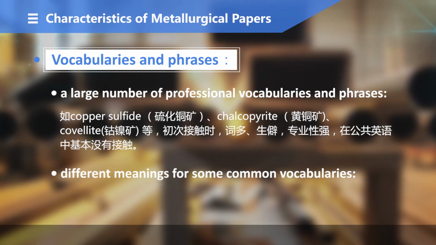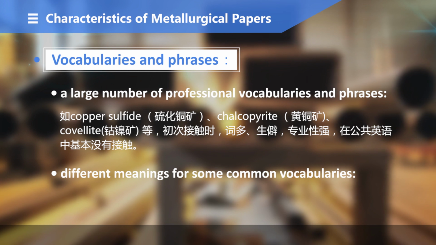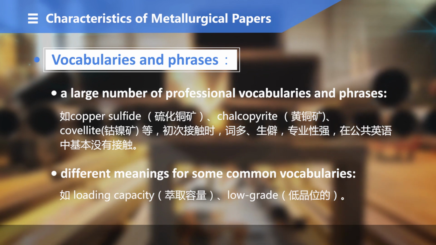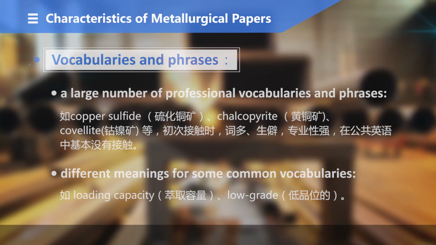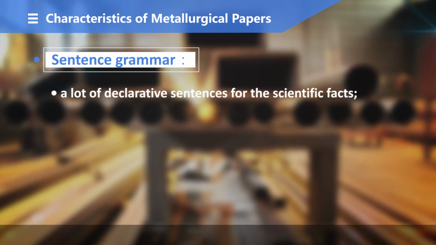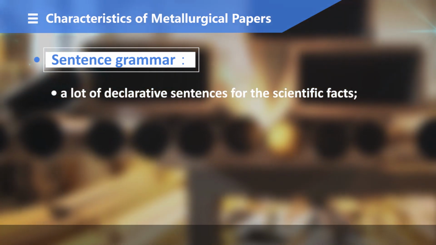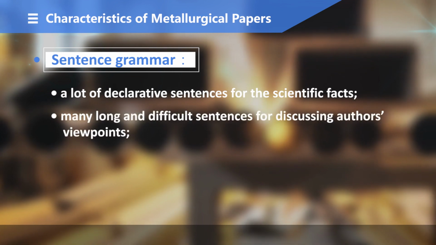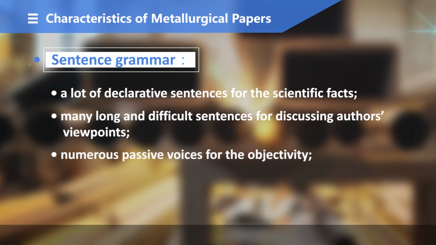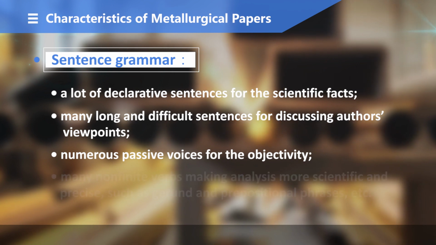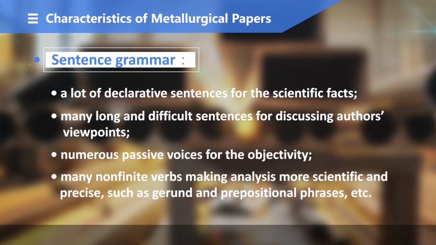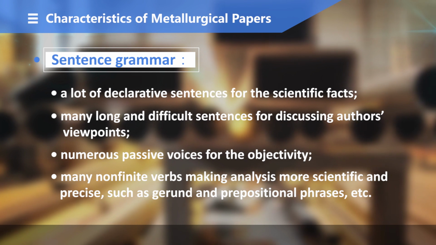Meanwhile, for some common vocabularies, they have different meanings in academic situations, such as loading capacity, 指萃取容量, low grade, 低品位的矿石, etc. Furthermore, the grammatical features are as follows. First, a lot of declarative sentences for the scientific facts. Second, many long and difficult sentences for discussing the author's viewpoints. Third, numerous passive voices for objectivity. And fourth, many non-finite verbs making analysis more scientific and precise, such as gerunds and prepositional phrases, etc.